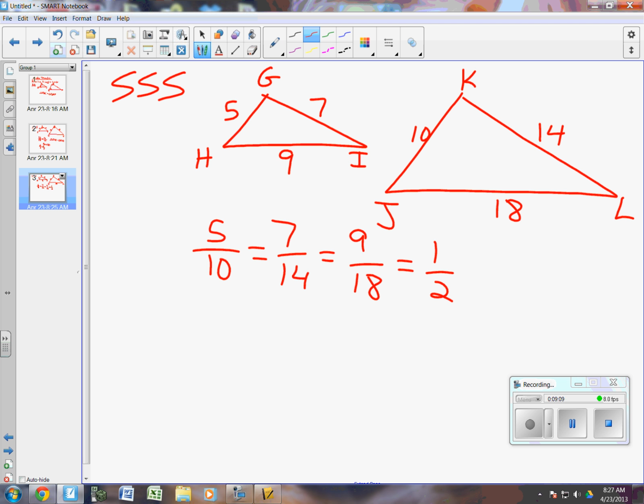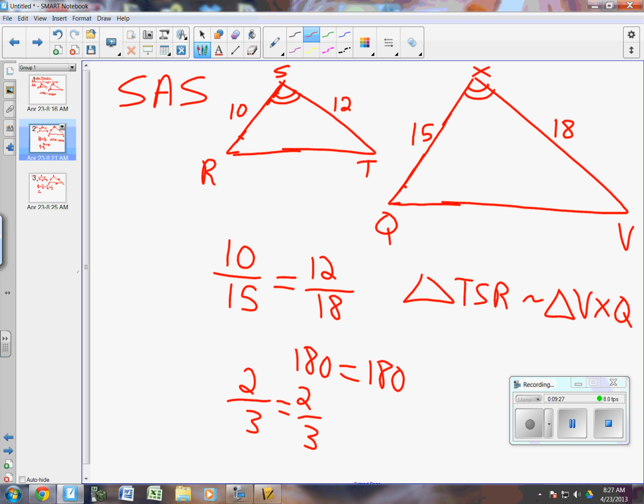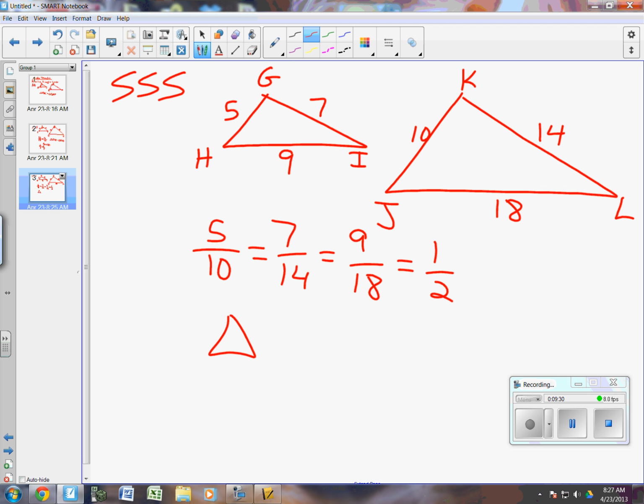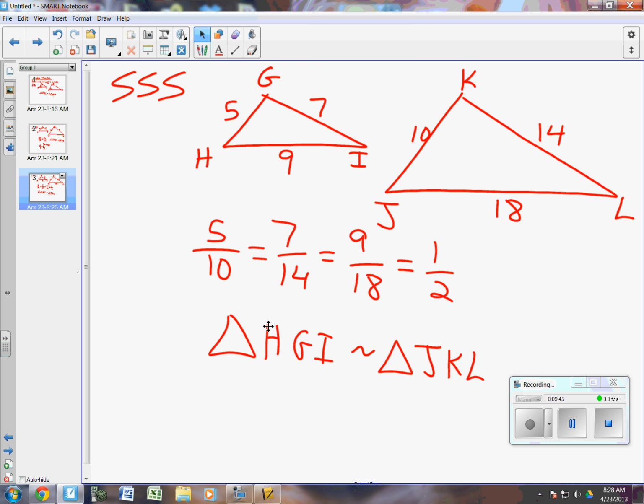Technically, all three sides would have to be proportional if you don't have an angle. Yes. That's why we have the side, side, side. Do we understand those, you guys? So I want everybody to write a similarity postulate for this one. Triangle what? I didn't write congruent on the last one, did I? Okay, good. Triangle HGI is similar to triangle JKL. Any questions there?